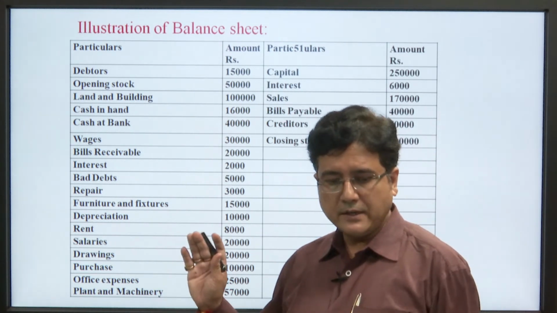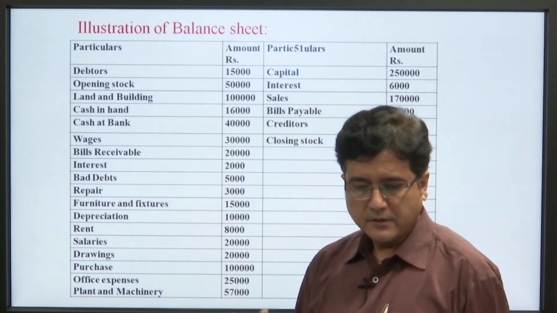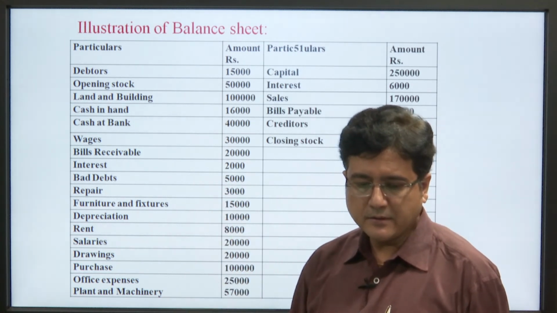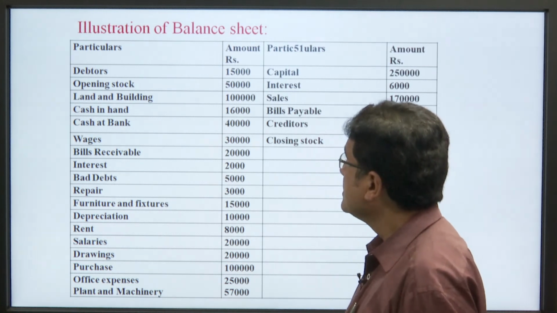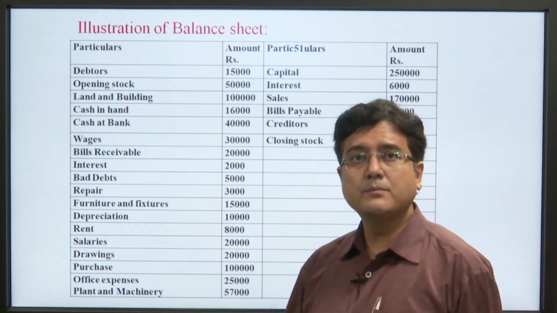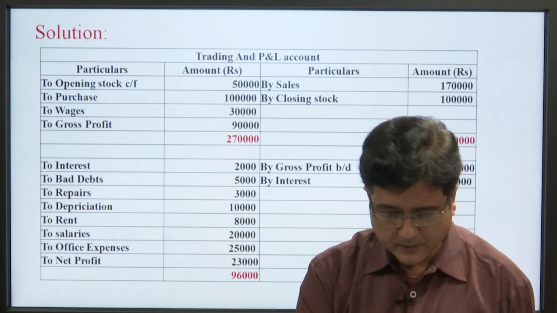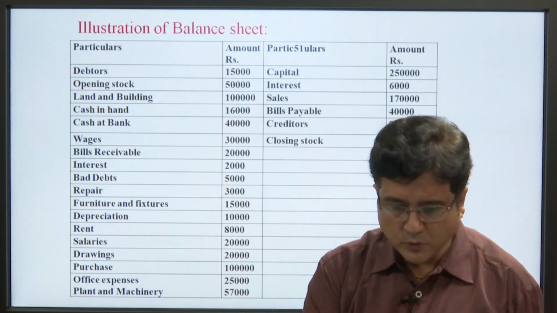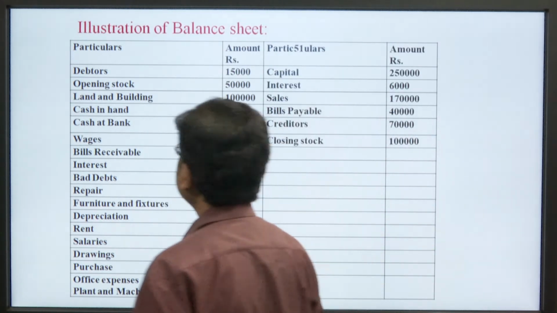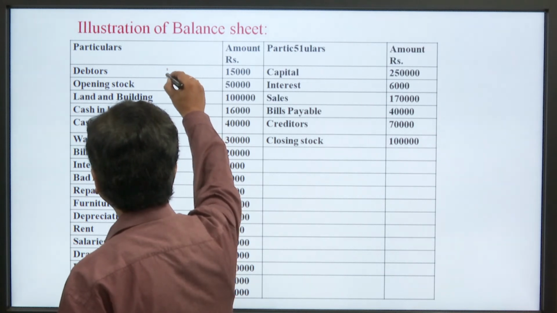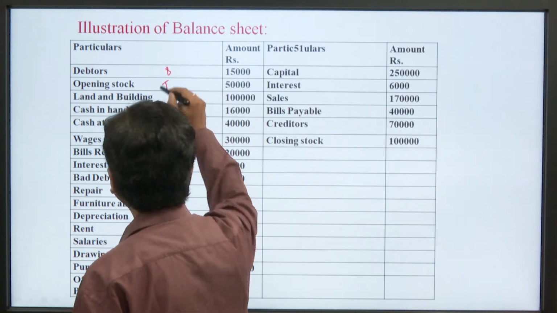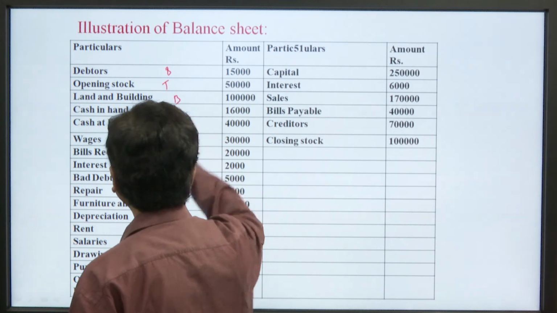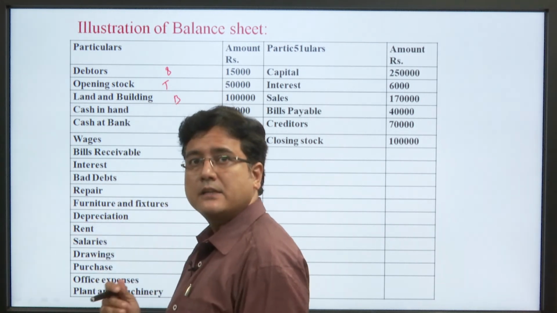So, this is an illustration of the balance sheet. Look, there are different items given in the balance sheet. So, how can we prepare the balance sheet from this statement? First we need to classify. Debtor will come in the balance sheet, opening stock will come in trading, land and building will come in the balance sheet. We should do it like this, otherwise we will get confused.